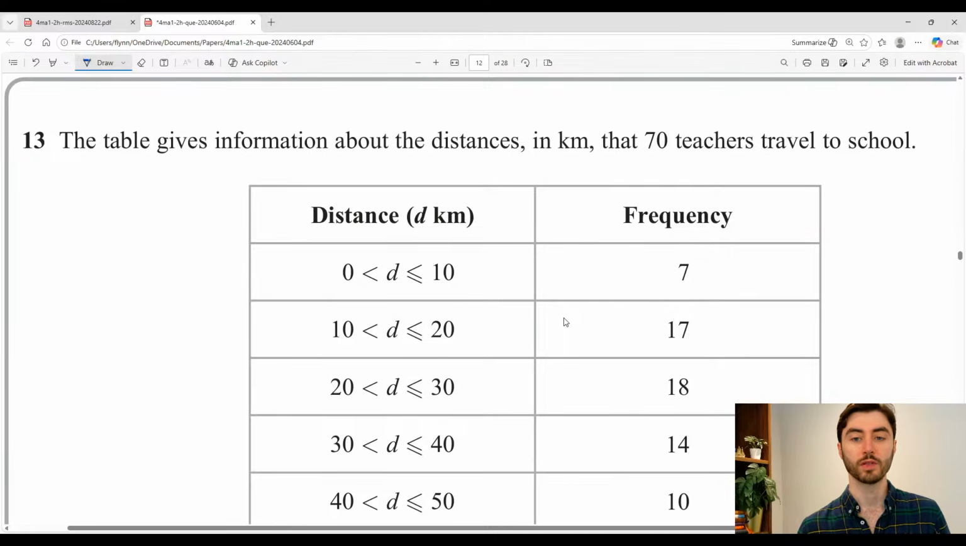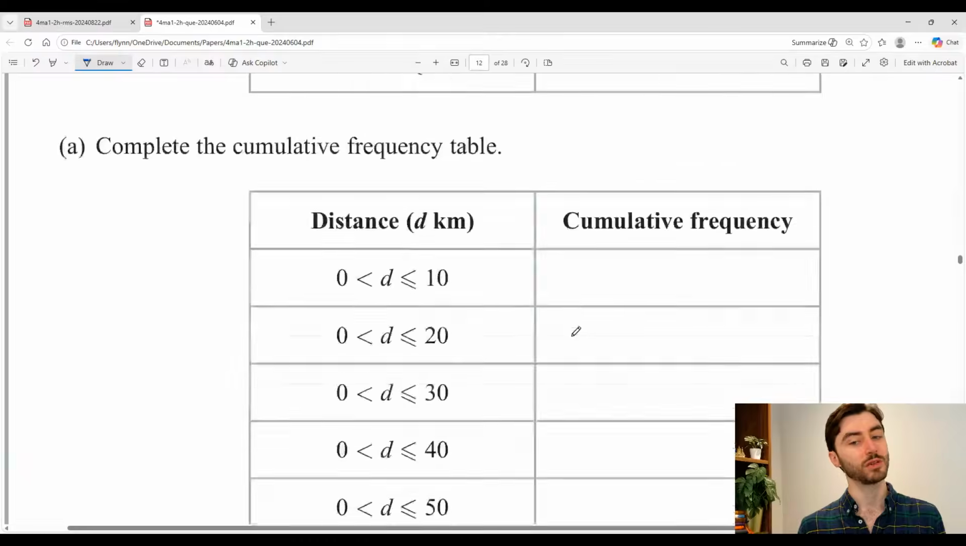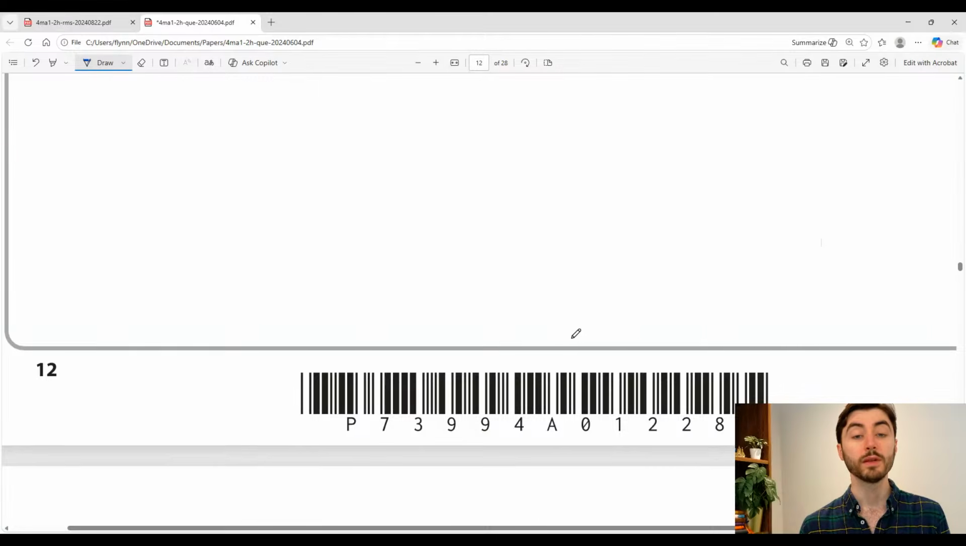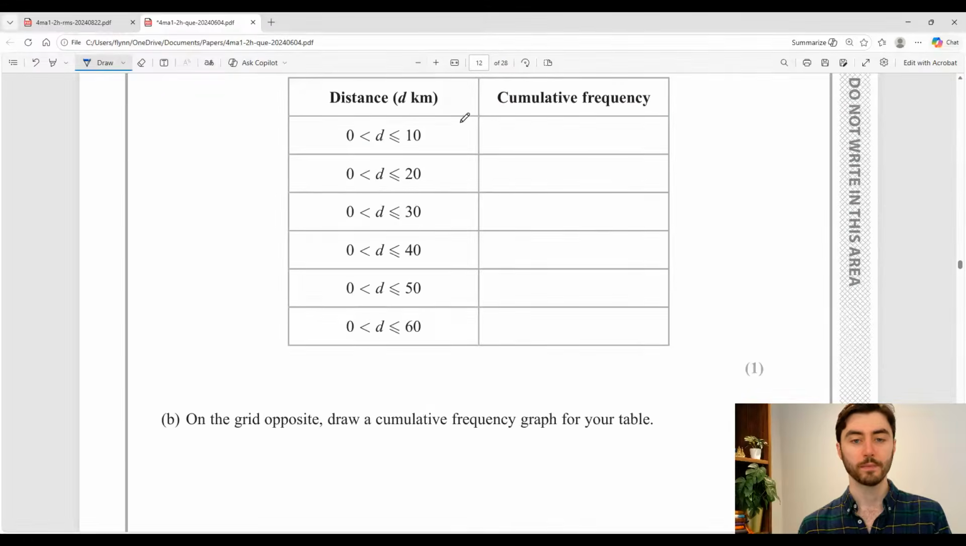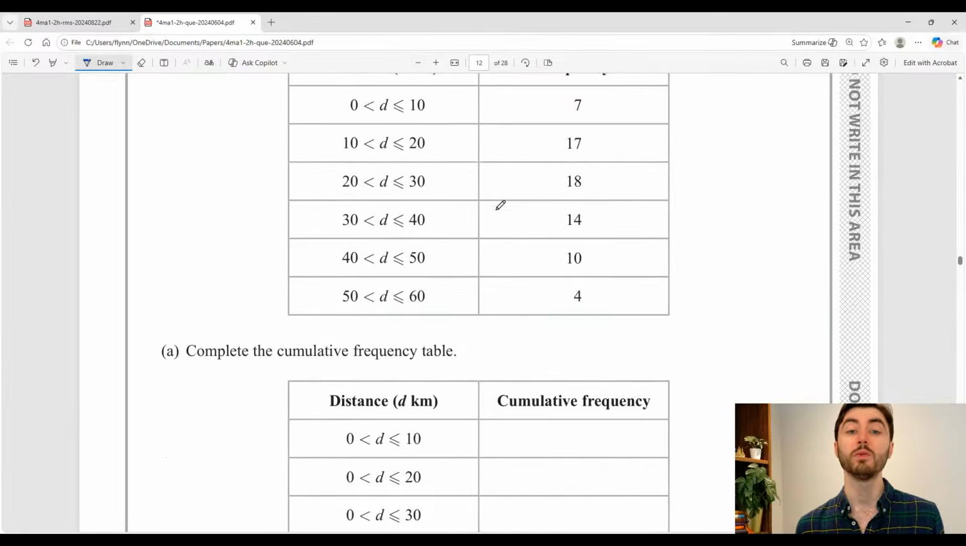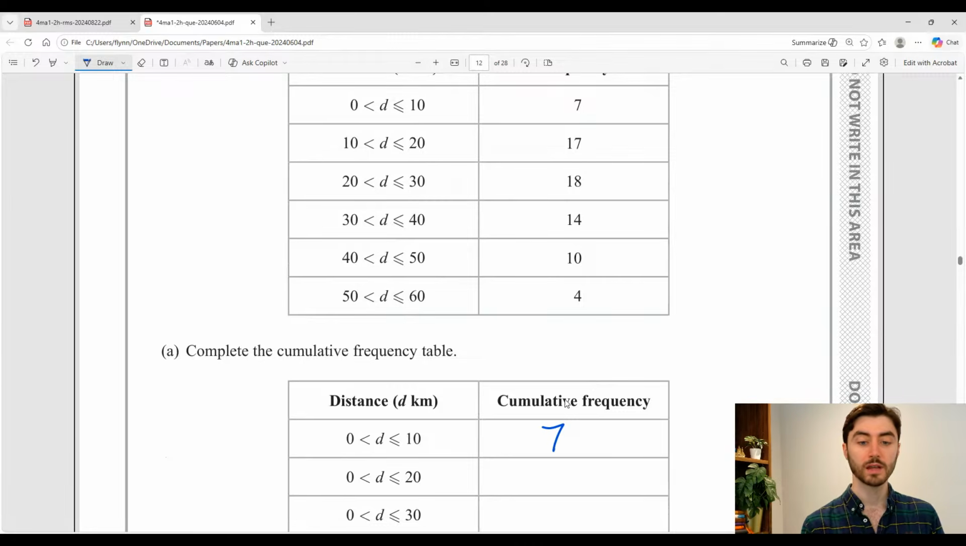So here in question 13, this immediately is screaming, cumulative frequency graph. Let me zoom out a bit. A cumulative frequency graph tells you everything you've had up until that point. So between 0 and 10, we get 7. For 0 to 20, we add up these, and we get to 24, which is the 7 plus the 17.